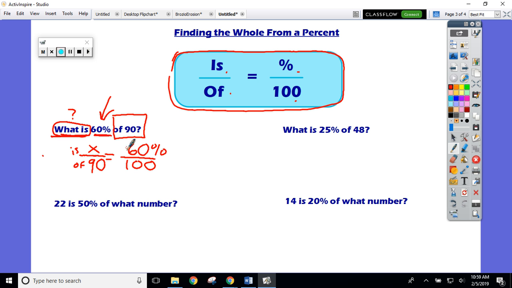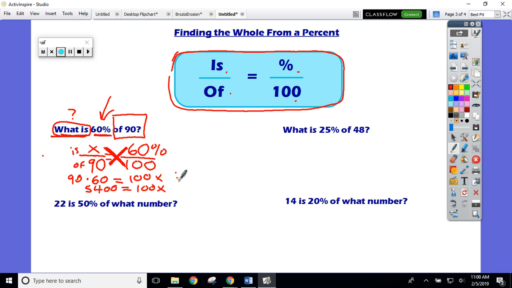Now, I'm going to draw a crisscross here. It's going to remind me that when I multiply these two numbers together, it will be equal to when I multiply these two numbers together. So I'm going to multiply 90 times 60, and that will be equal to 100 times x, which really represents some kind of mysterious number. I don't know what it is. 90 times 60 is 5,400. 5,400 equals 100 times this mysterious x.